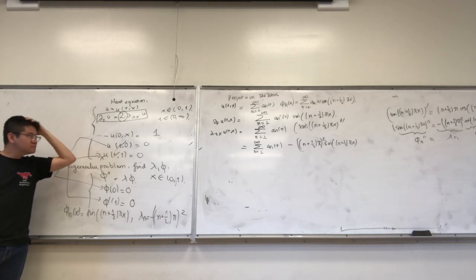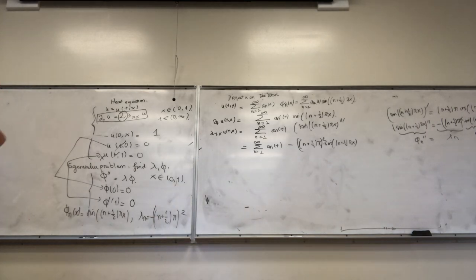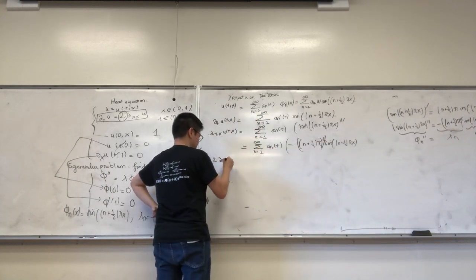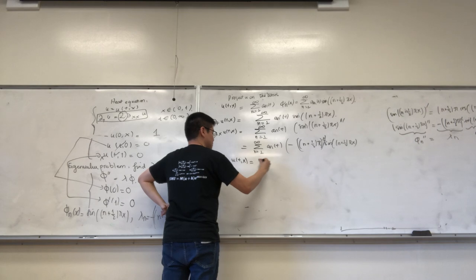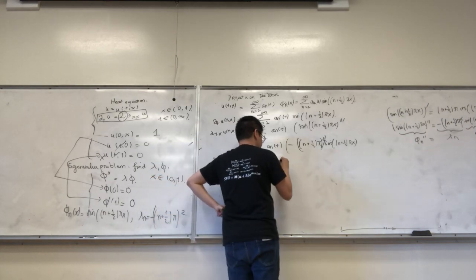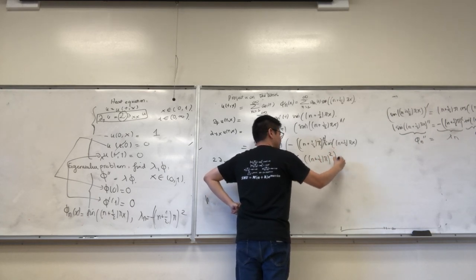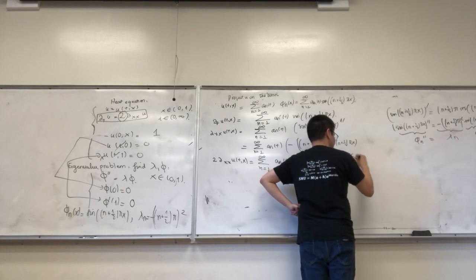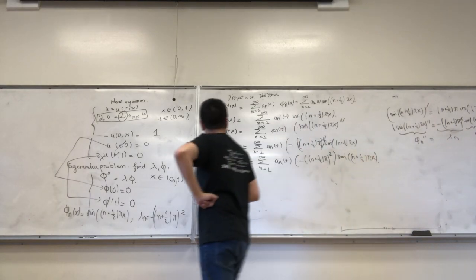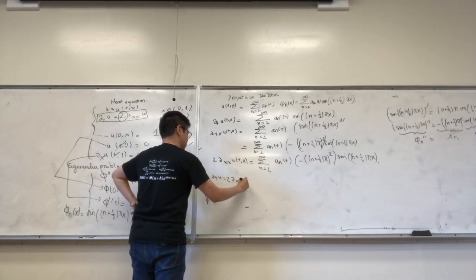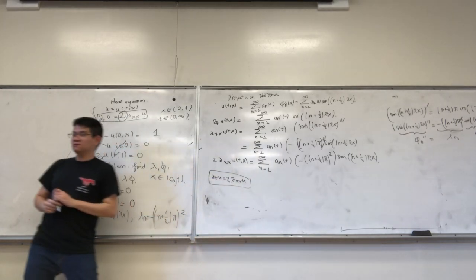You'll just have your two partial derivatives there, but the d_xx is going to be multiplied by 2. Right, so I'm going to multiply this by 2. This is going to be the sum, when n is going from 1 to infinity, of a_n times minus (n plus 1/2) pi squared sine of (n plus 1/2) pi x. So now I know that d_t of u is 2 times d_xx of u. This is the equation, right? What can I say?